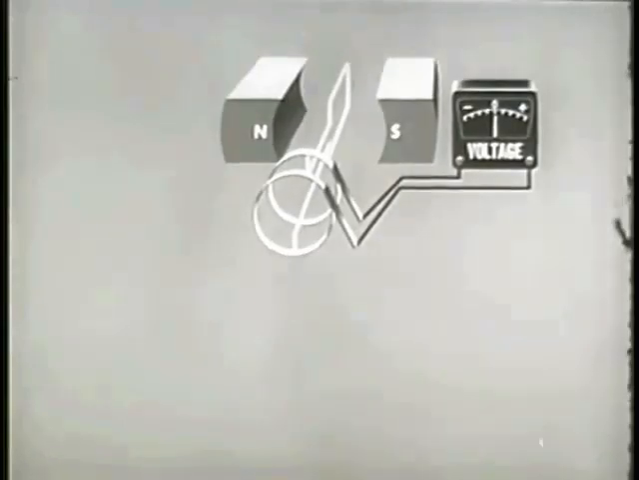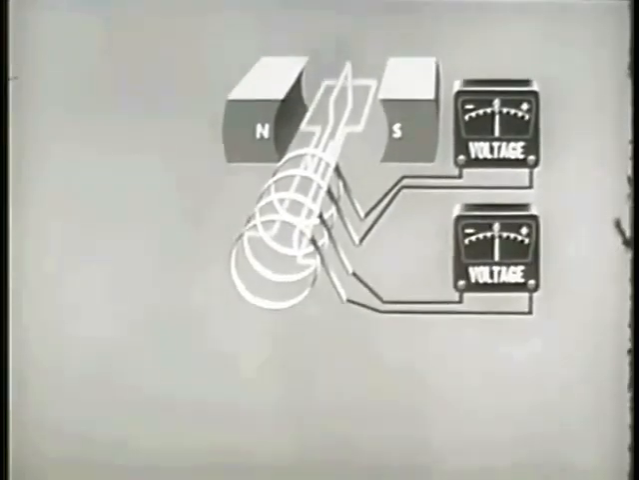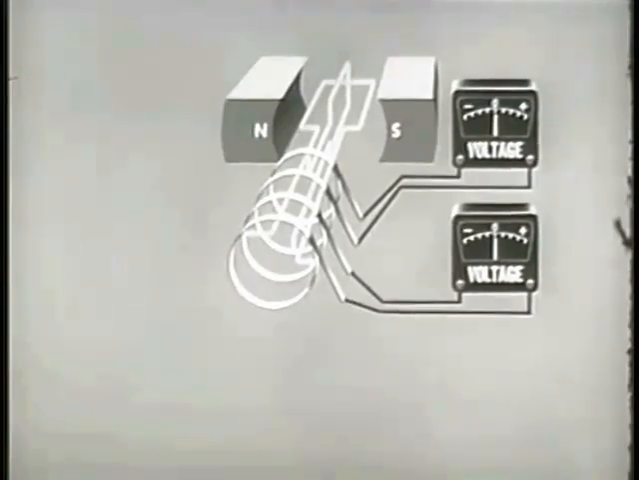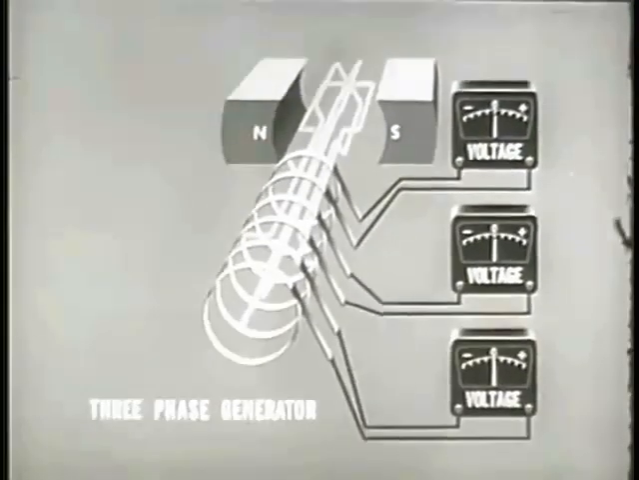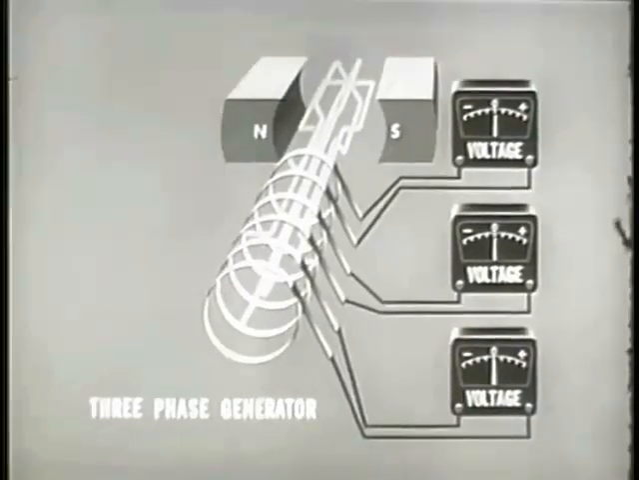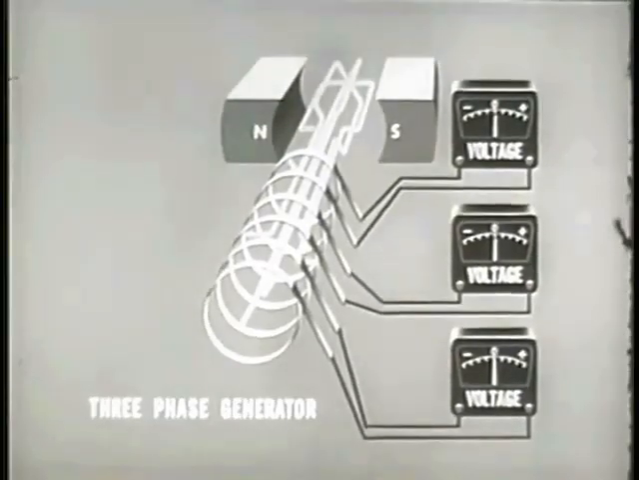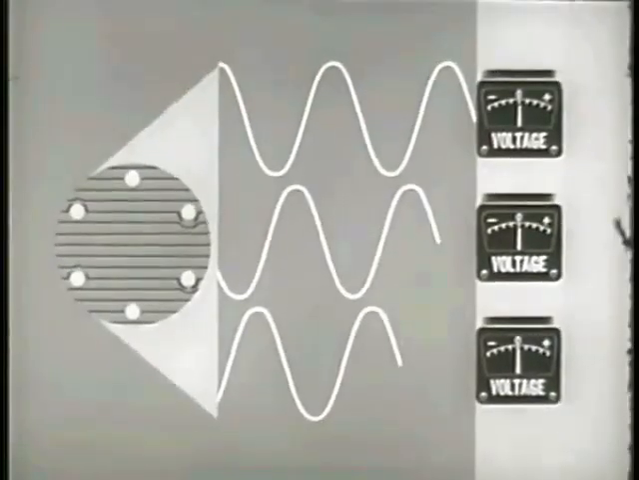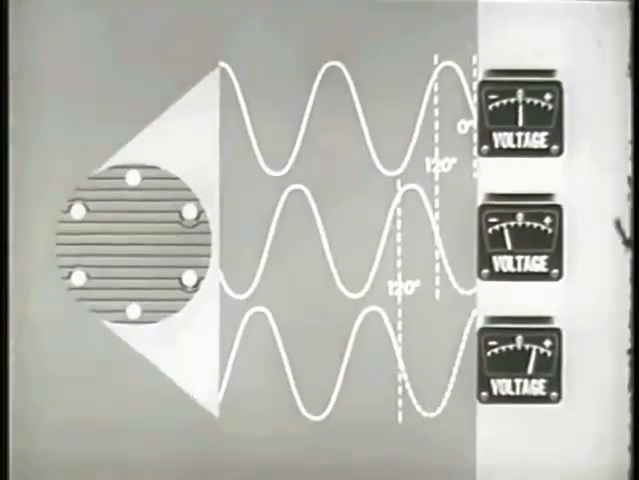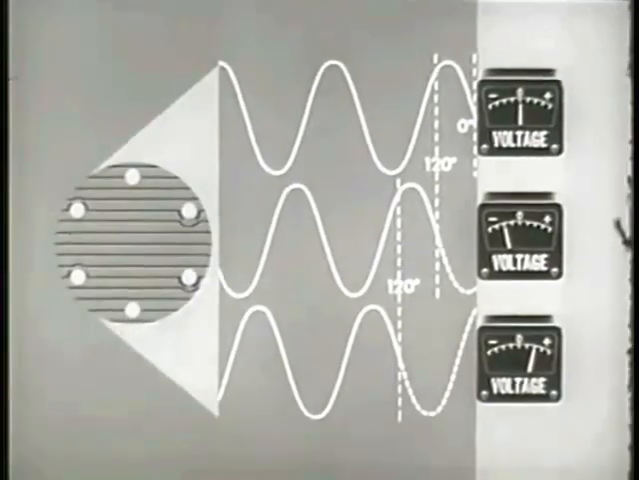The principles used in the construction of a single-phase AC generator are also employed in 2- and 3-phase AC generators. The 3-phase system has 3 loops, set 120 degrees apart, 6 slip rings, and 3 outputs represented by these 3 voltmeters. The output, as shown here, will consist of 3 individual AC voltages, identical in amplitude and 120 electrical degrees out of phase. The 3-phase system has many practical applications and is widely used.